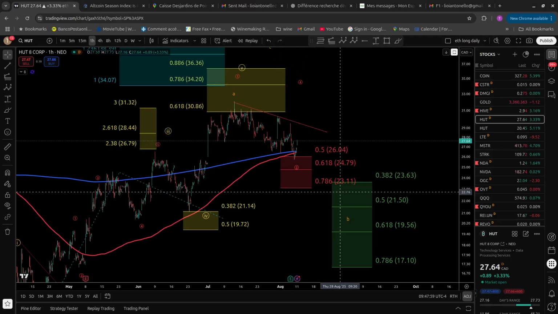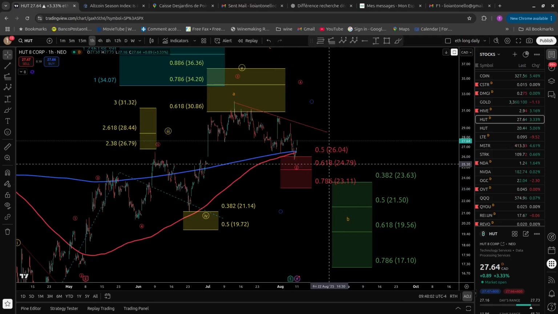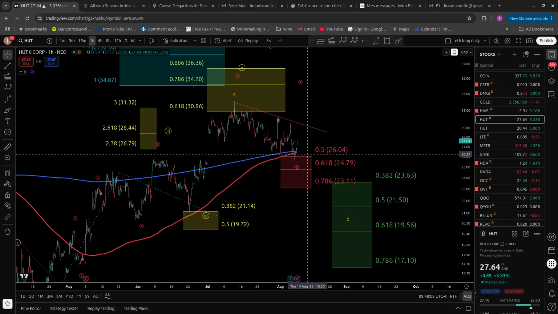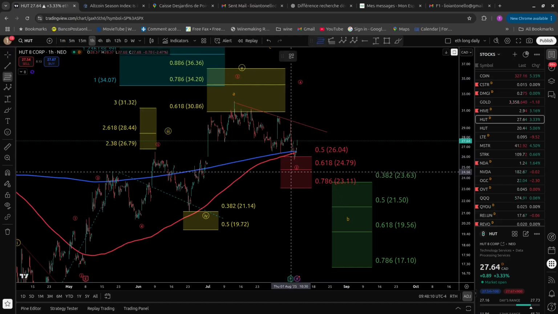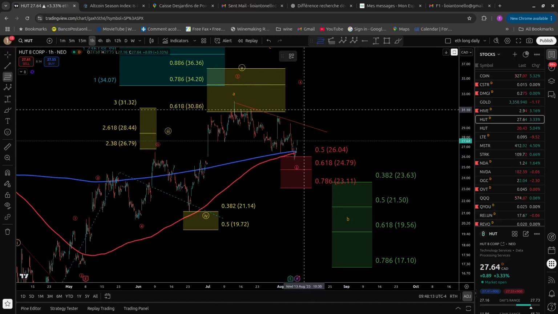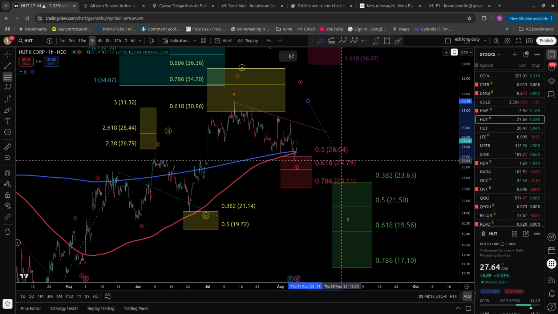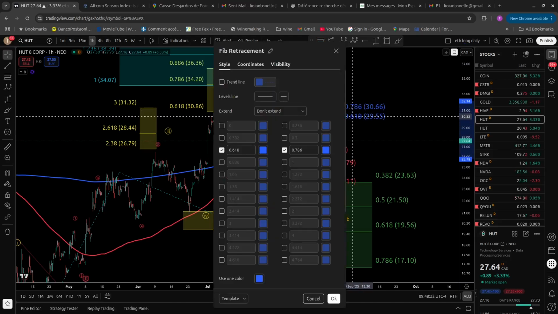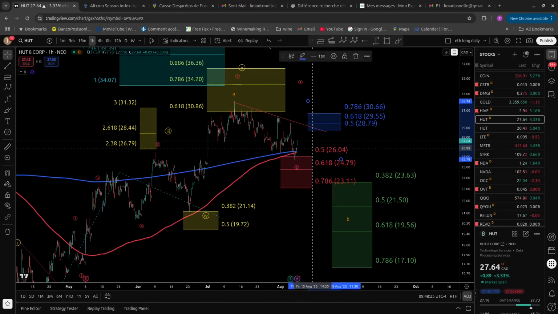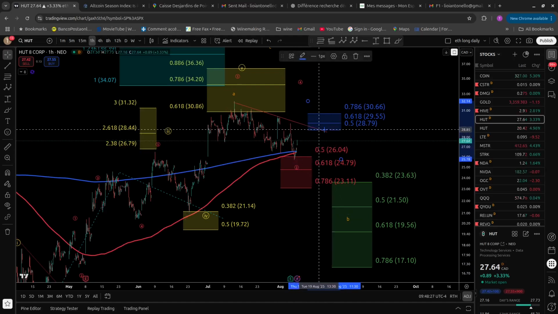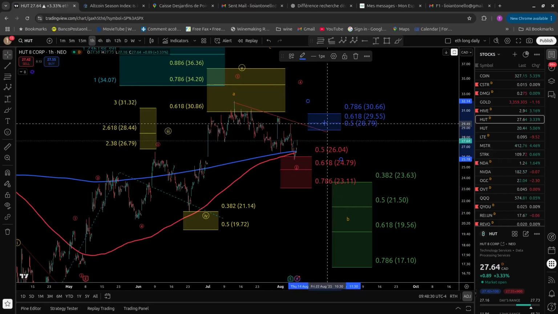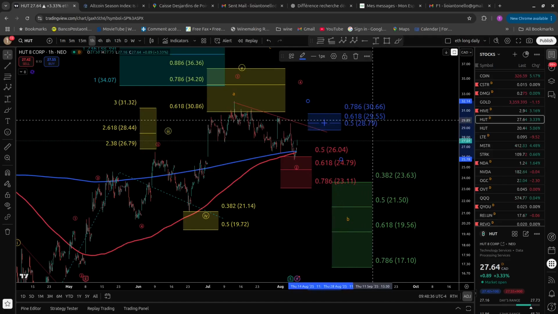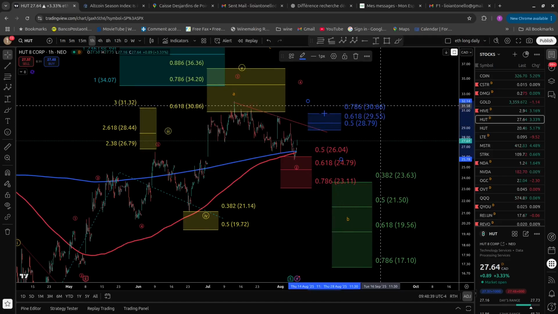and react to any level between 23.11 and 26.04. Kind of reacted already to the latest one. Now we could expect also, if this is the A, we could do a B and a C. So I'm going to put the B level now, just in case. I'm going to add the 0.5 as well. And 0.5, as you can see, could coincide with the downtrend. So this is a level 28.79. And if we can break that, then 29.55 and 30.66.